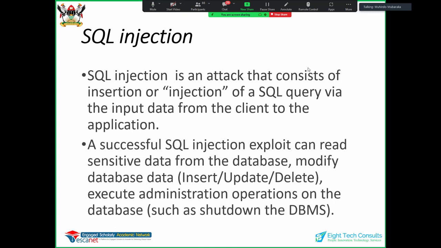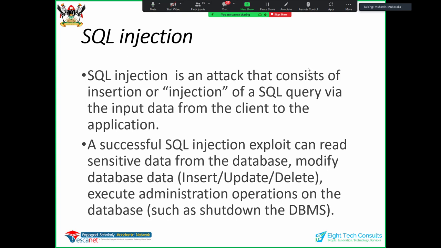Since I've explained the first, the remaining ones are kind of straightforward or self-explanatory. Now look at this sentence that has come. A successful SQL injection exploit can read sensitive data from the database, even modify the data. When you say modify, it means insert, update, delete, and execute administration operations on the database, such as shutting down the DBMS, or the database management system. See what we've been talking about. So if someone successfully finds a way to do SQL injection on your system, it means that he can do the following. He can insert data. You see, it's dangerous, eh?